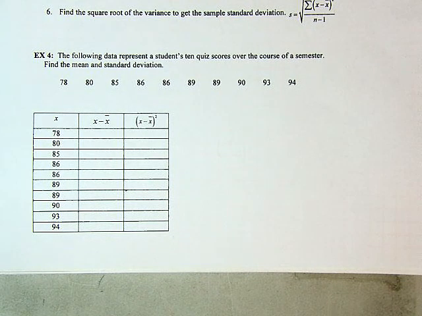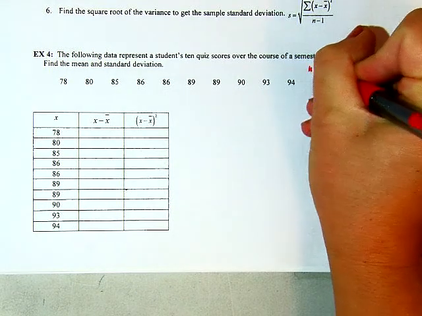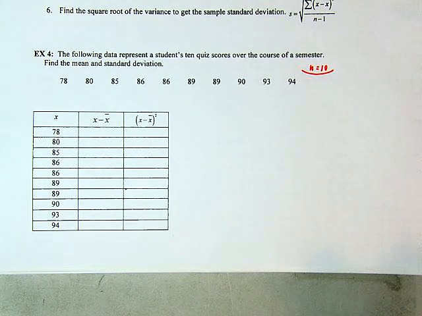All right, so we're given data on quiz scores over the course of a semester. The implication is that we're looking at a sample, a subgroup of a larger set of data. Find the mean and standard deviation. First thing to recognize is that we have 10 pieces of data, so our n value is 10.